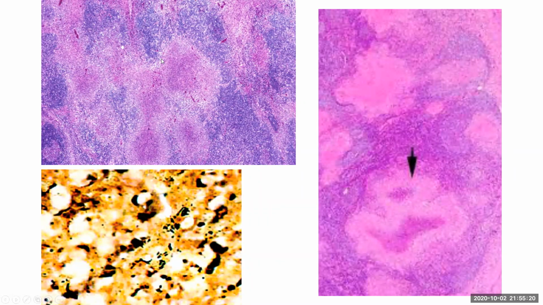So, a classic description, say a 16-year-old female that has axillary lymphadenopathy. What are you guys seeing here?